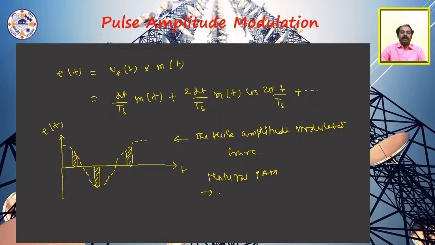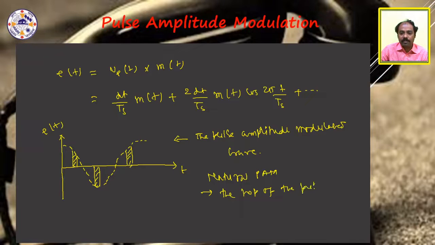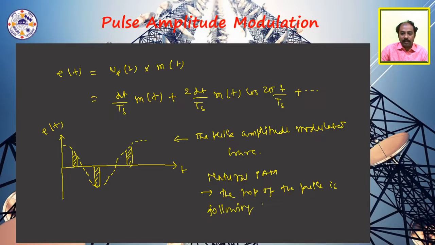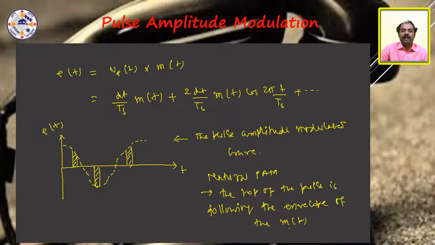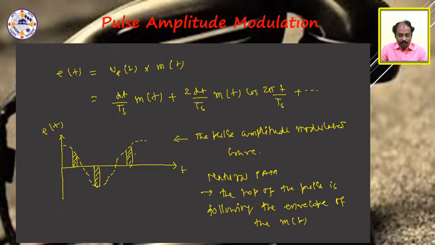Why? Because the top of the pulse is following the envelope of the information signal, that is m(t). The actual envelope of the information signal is being followed by the pulse. If the top of the pulse is flat, then this is called flat top sampling. Okay, so I am not going to discuss it here. So this is actually the amplitude modulated wave, fine.